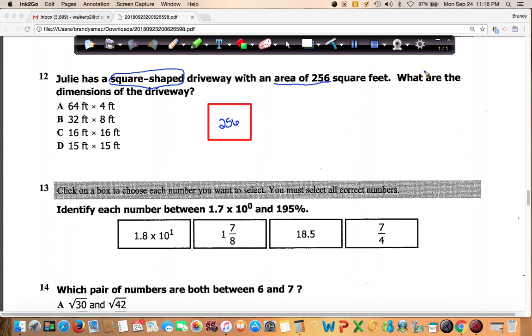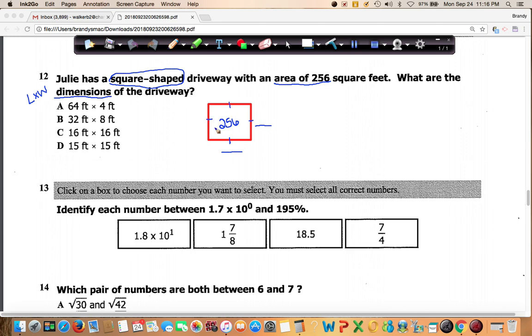So they want to know, what are the dimensions? And remember, dimensions are length times width. What are the dimensions of this? So what is your length and what is your width? Now, here's the biggest hint I can give you. What do we know about the sides of a square? They're all the same, right?